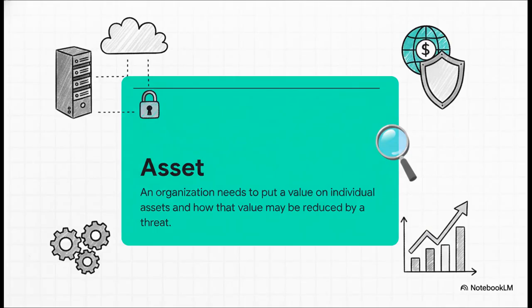So let's break down that first element, the asset. The official definition is, an organization needs to put a value on individual assets and how that value may be reduced by a specific threat. Basically, an asset is anything that has value to the organization and needs to be protected. This could be something physical, like your servers or laptops, or it could be something you can't touch, like your company's data or its reputation. The key idea here is that you have to assign a value to it to really understand what's at stake.